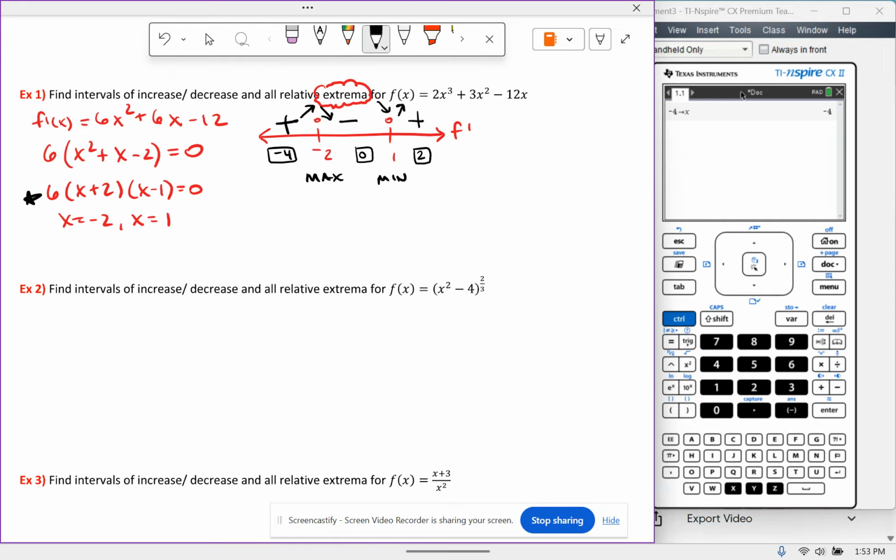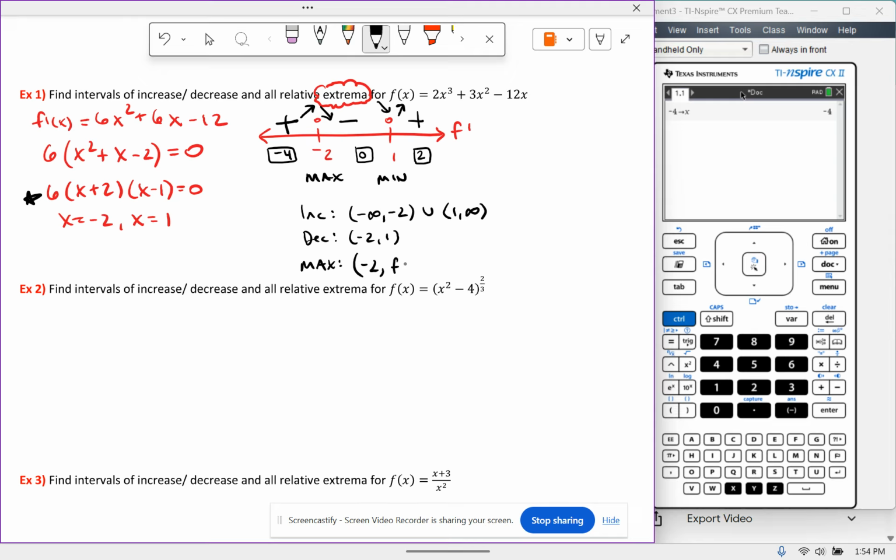So intervals of increase on the original graph are where the first derivative is positive. So we have an interval of increase from -infinity to -2, and then we have another one from 1 to infinity. We have an interval of decrease where the sign of the first derivative is negative. And that's happening between -2 and 1. The maximum is at -2, and then I'm just going to write this here to remind you of how we find the maximum point.